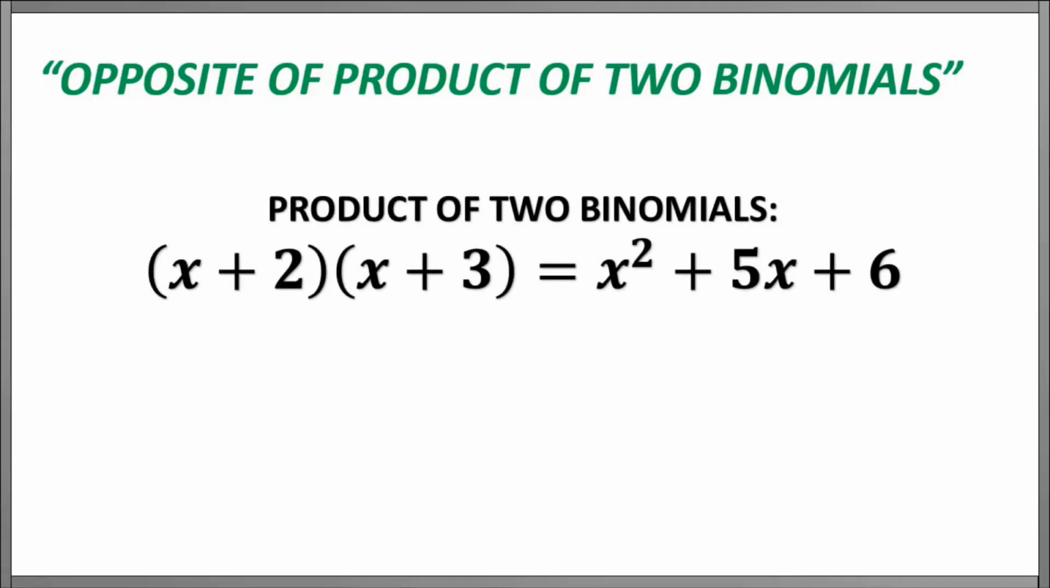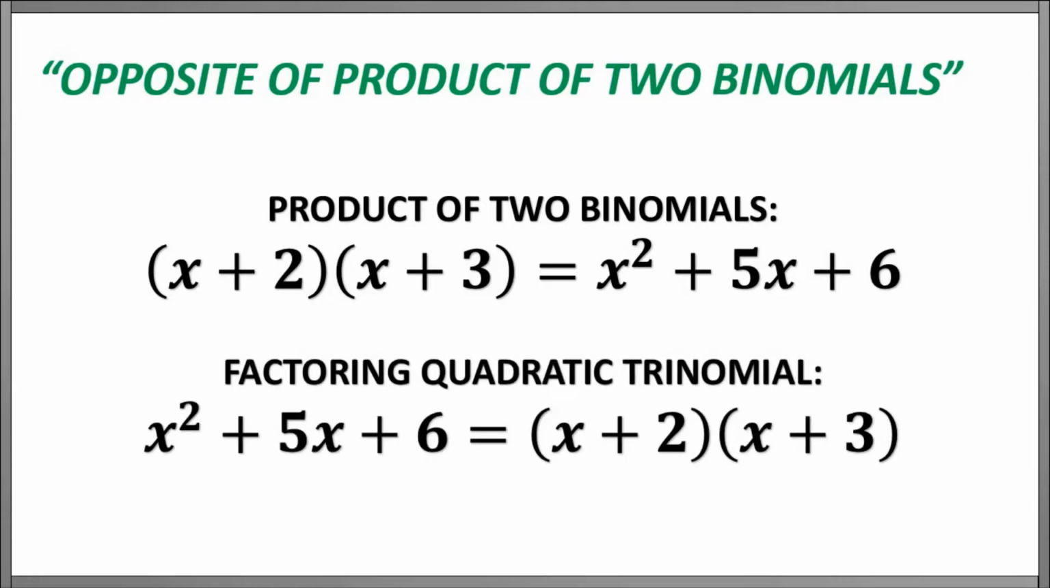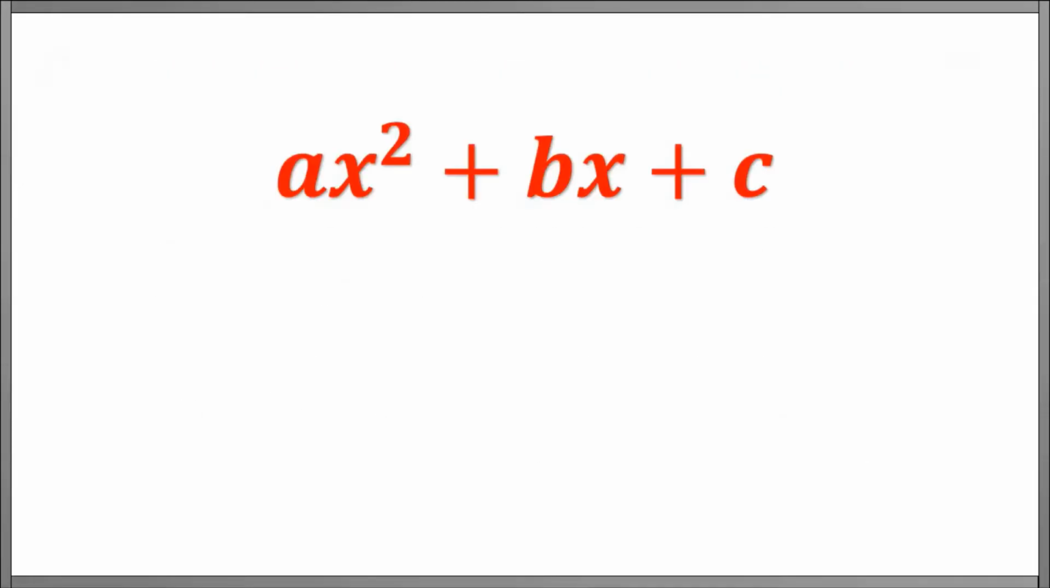Recall that when we multiply two binomials of the form x plus 2 times the quantity x plus 3, the answer is a quadratic trinomial, x squared plus 5x plus 6. So now, we will be given a quadratic trinomial, and we are going to express it as a product of two binomials. When we say quadratic trinomial, it is a polynomial containing three terms, wherein the highest exponent of the unknown variable is 2. In this case, the unknown variable is x, and as you can see, it has the highest exponent of 2. A, b, and c are all constants.